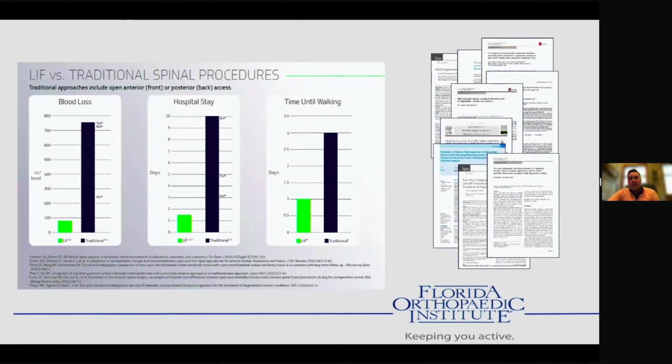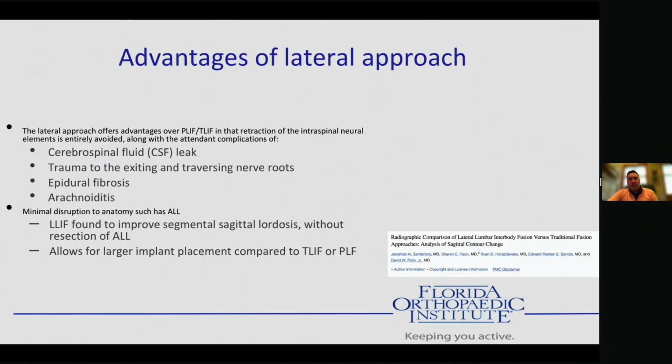A lot of the data has shown over the years that lateral fusions have a lower blood loss as well as a decreased hospital stay. And obviously if they have a lower blood loss and a decreased hospital stay, they're going to be up walking faster. And there are some unique advantages to the lateral approach, right? We avoid some of the complication risks of the traditional posterior lumbar interbody fusion or TLIF approaches, with CSF leaks and trauma to the nerves and Campbell's triangle, as well as epidural fibrosis and arachnoiditis.